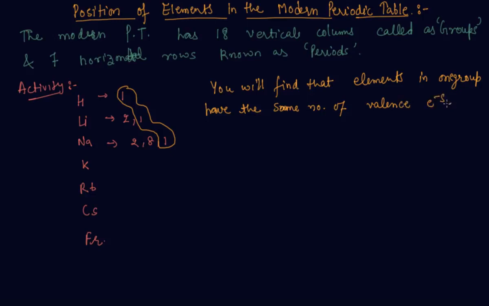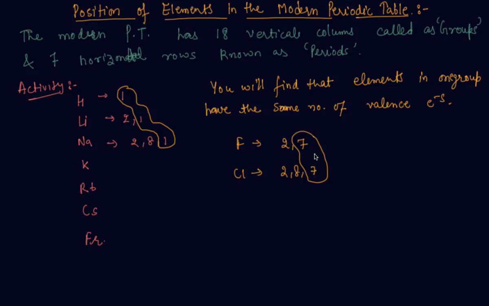For example, elements like fluorine and chlorine belong to group 17. Fluorine's atomic number is 9, so it has 2, 7, and chlorine's is 17, so it has 2, 8, 7. So they have 7 valence electrons in their outermost shell. This is how the position of elements in the modern periodic table was decided.